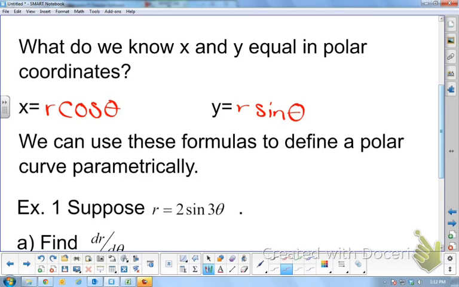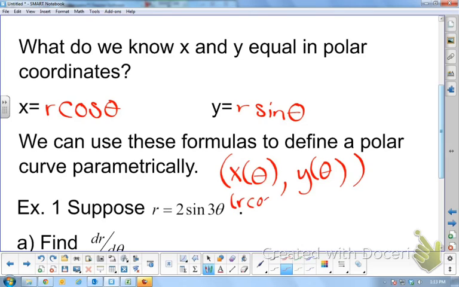Okay, we can use these to define a polar curve parametrically. Our polar curve would be x of theta and y of theta, because r itself is already a function of theta. We're going to end up replacing r so that all we have is thetas. So x of theta would be r cosine theta. This would define our curve parametrically.